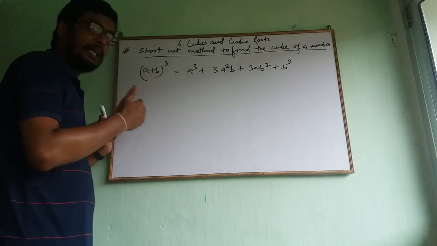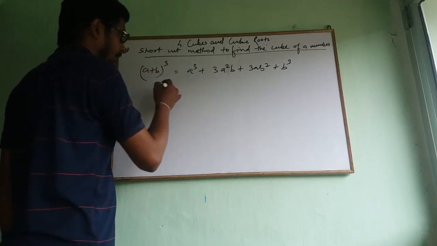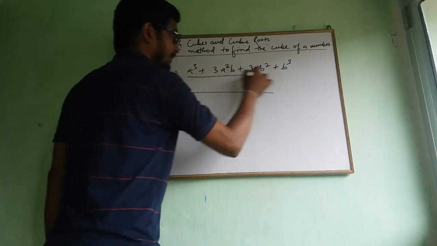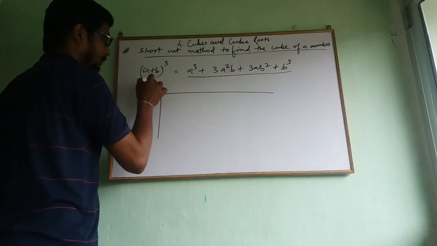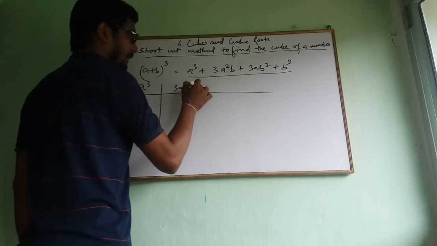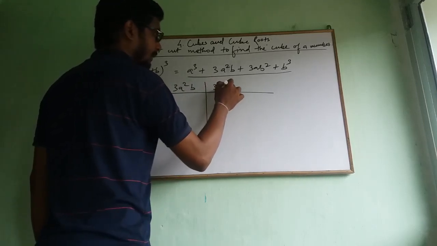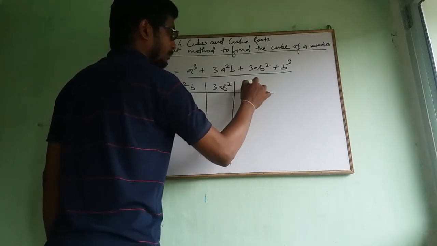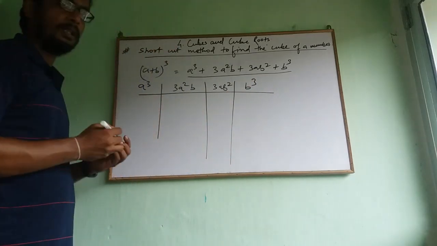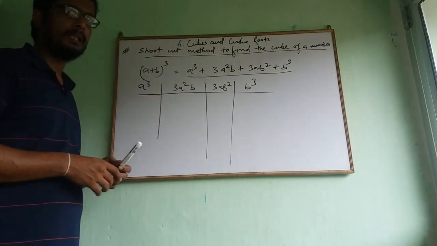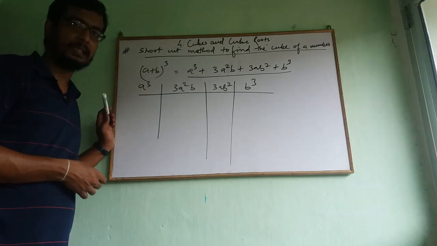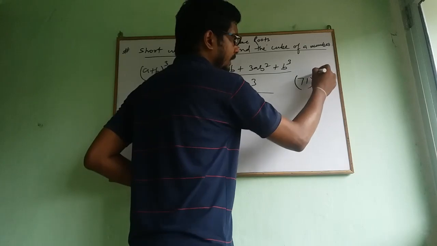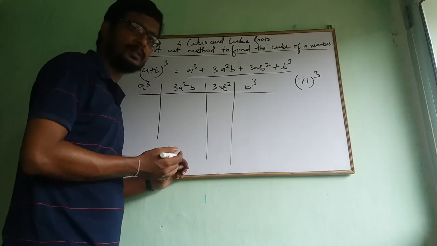So what I will do, I will form a column of these terms, that is a cube, 3a square b, then 3ab square, then b cube. Now in order to find the cube of a number, let's take one example so that you can better understand the concept. I have to find the cube of 71.